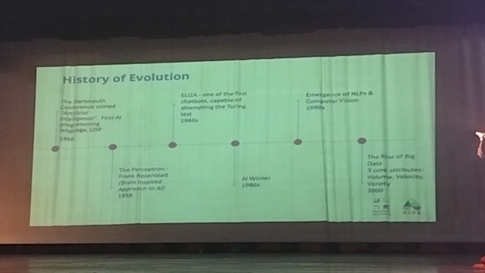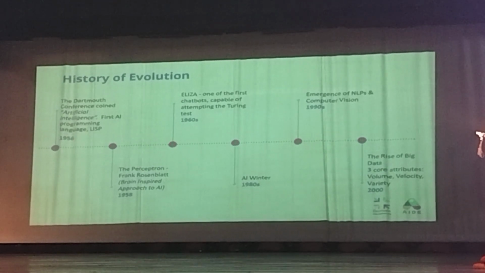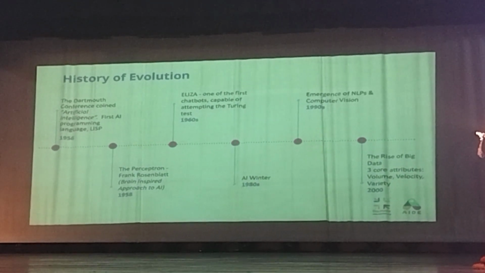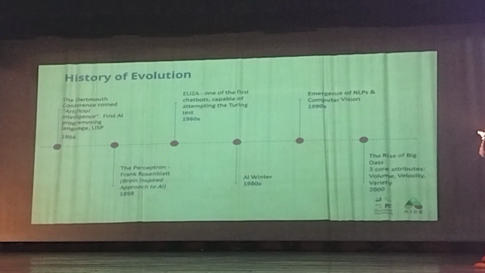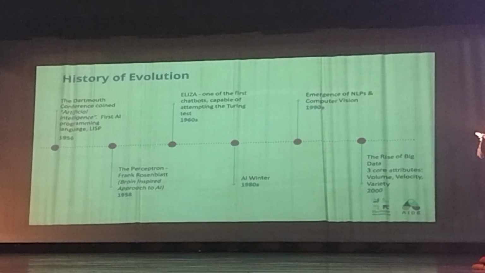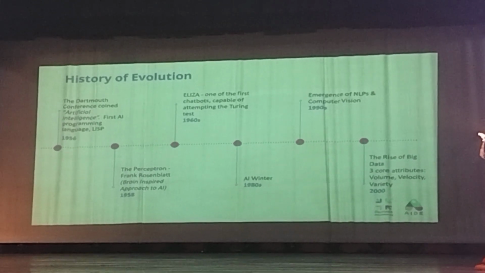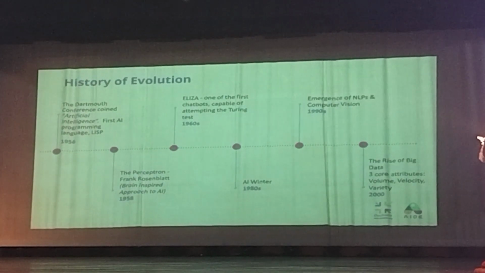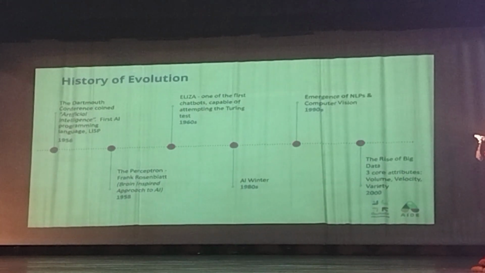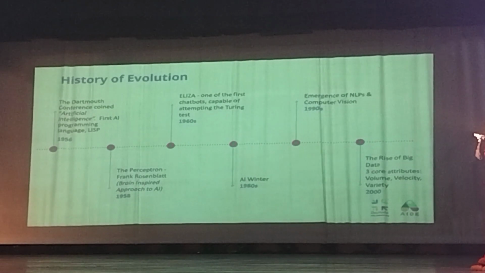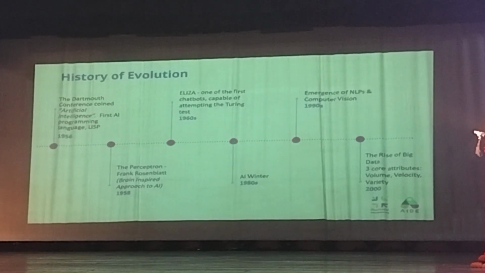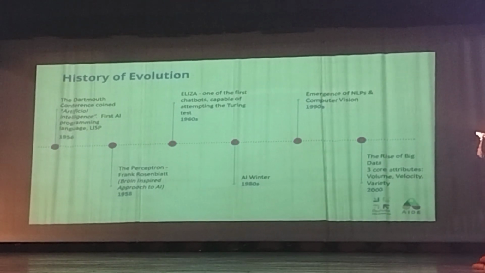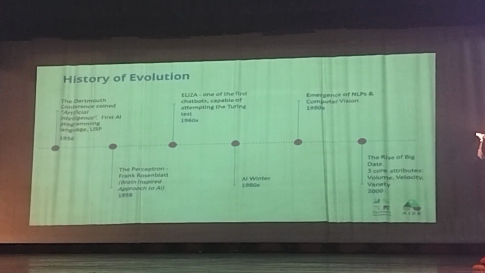Then in 1958, you had a perceptron. This was a program which was developed from a neural network, like a brain-inspired program. So they were thinking, can we develop a program which behaves like a child? You don't have to go that far intellectually, but as a child, can you create a program? And this was the first brain-inspired program.